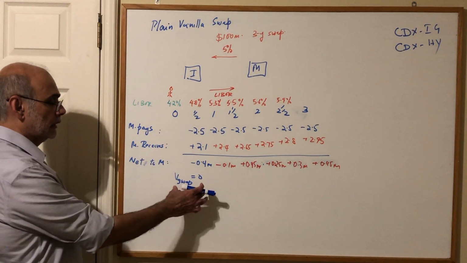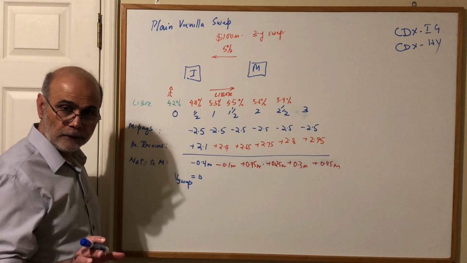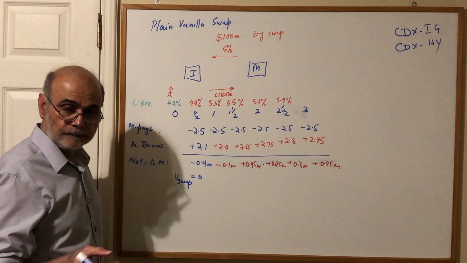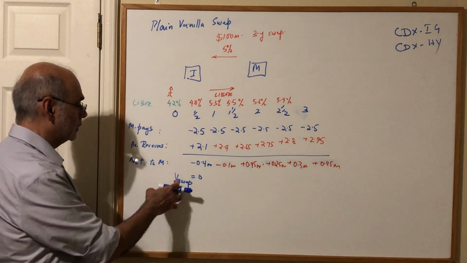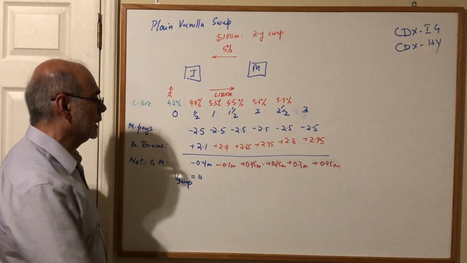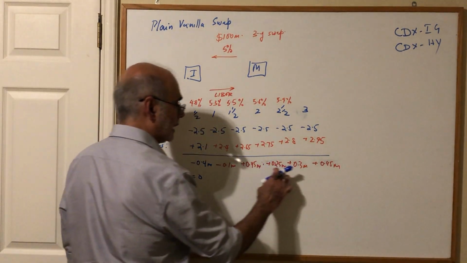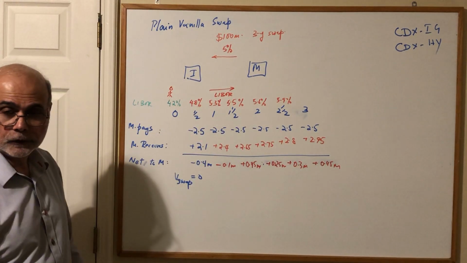Okay, now remember, you can value a swap the same way you value the cash flows to any project. The value of any sort of security is the present value of expected future cash flows. So it should be the present value of these cash flows. So the present value of those cash flows should be 0.